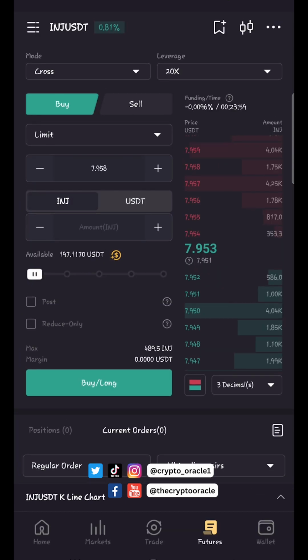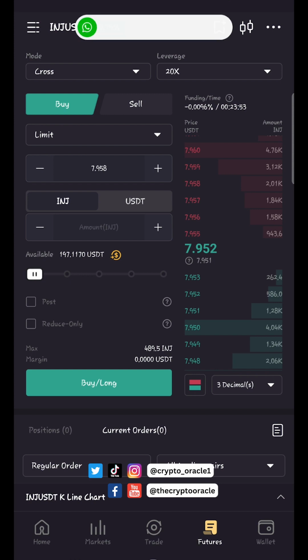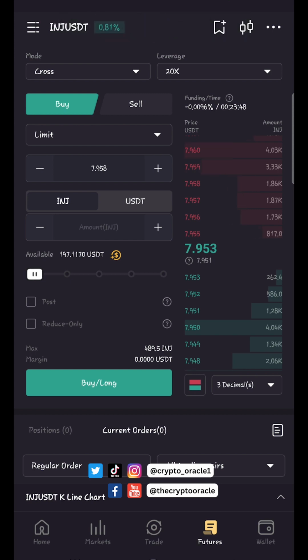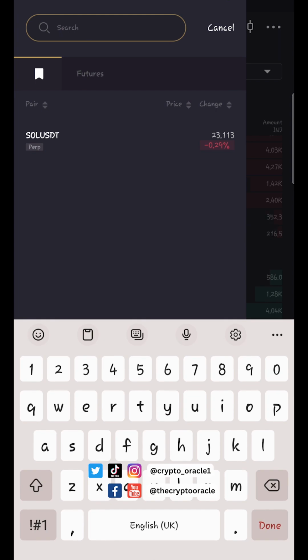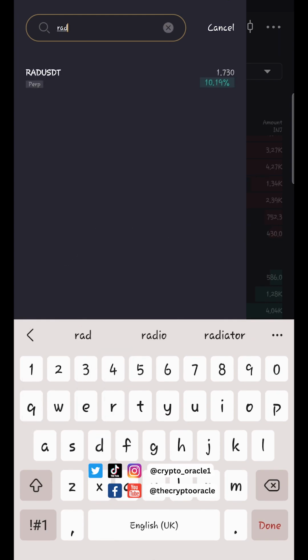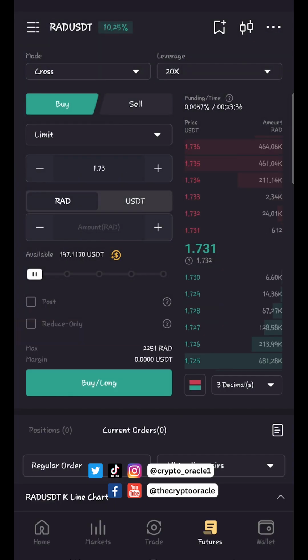You can see now there is buy, there is sell. So if you want to long, you are buying. If you want to short, you are selling, right? So whenever you have a signal, the signal we have today is RAD USDT. So I'll be using that signal to show you an example of how to enter trades. You come here and you search for the token RAD. So you click on it. What we want to do now is short, so you come to sell.